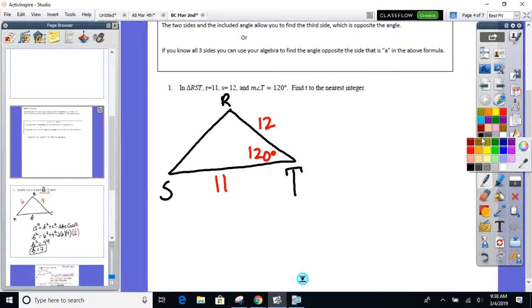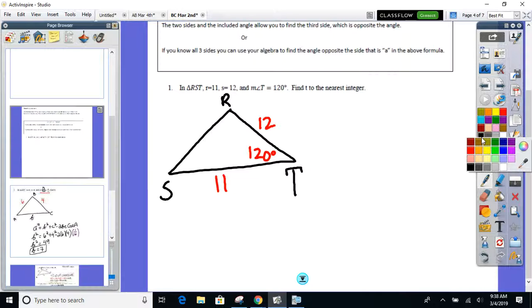Let's have a little chat here. Let's start from the beginning of the unit: SOHCAHTOA, special right triangles 30-60-90 and 45-45-90, sine, cosine, tangent. Why is it not going to work on this problem? It's not a right triangle. Got to have a right triangle.